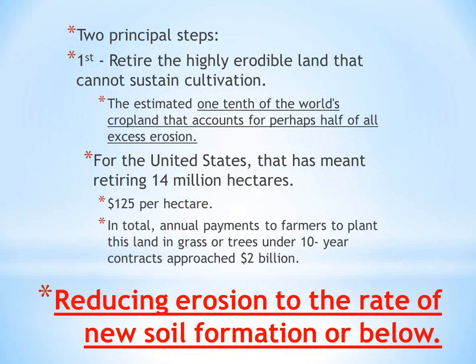Reducing erosion to the rate of new soil formation or below takes 2 principal steps. First, retire the highly erodible land that cannot sustain cultivation. This is the estimated 1/10 of the world's cropland that accounts for perhaps half of all excess erosion. For the United States, that has meant retiring 14 million hectares, at $125 per hectare. In total, annual payments to farmers to plant this land in grass or trees under 10-year contracts approach $2 billion.